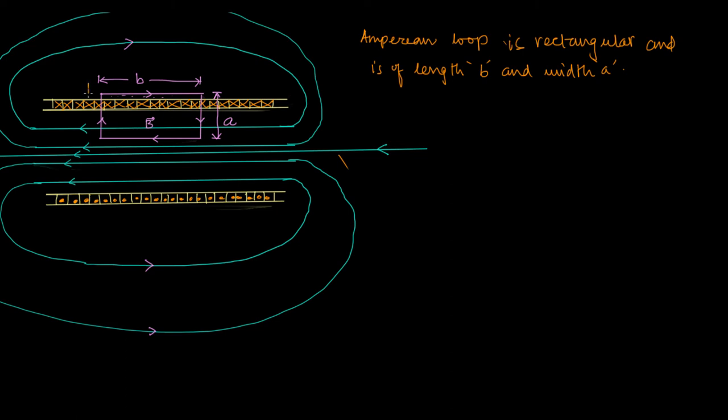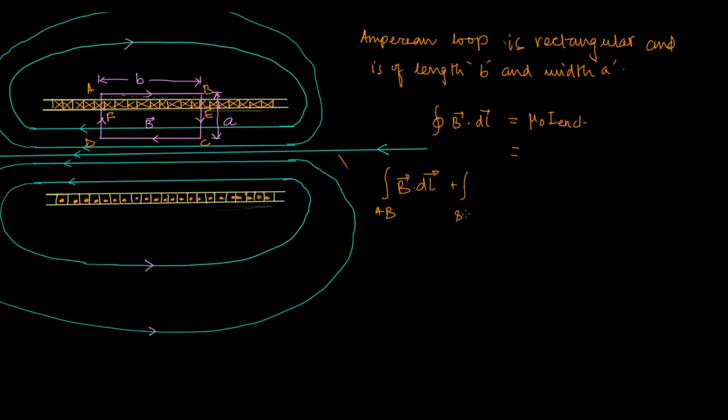Now what happens? Let us try to move from A to B. Around this loop, the ∮B·dl is μ0 into I enclosed. Now what is B·dl first of all? So B·dl is nothing but A, B, C, D. It goes from A to B, and call these E and F. So it is nothing but A to B, B·dl, right?